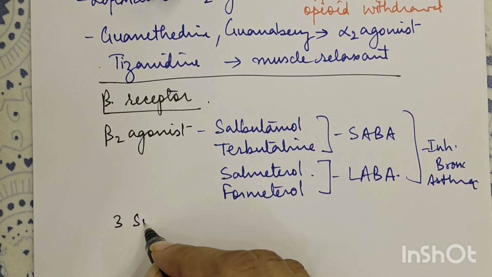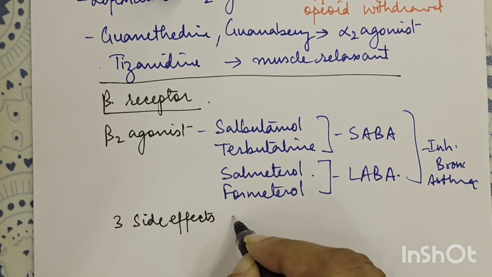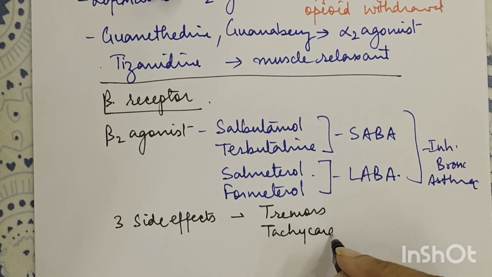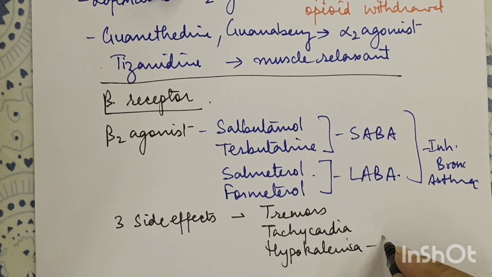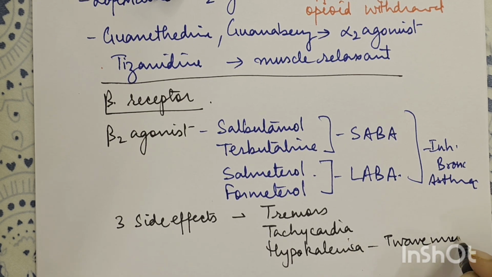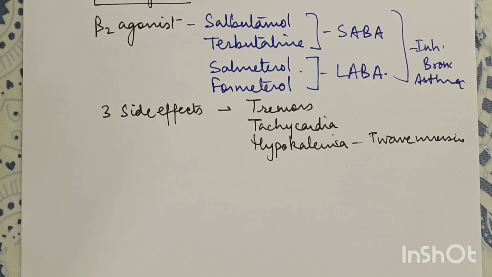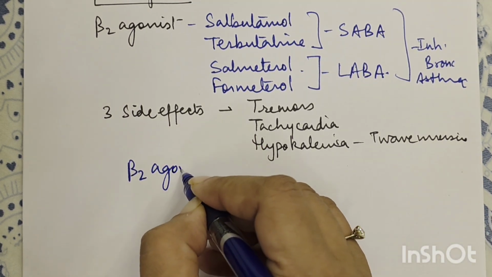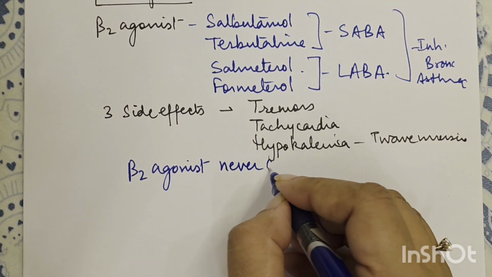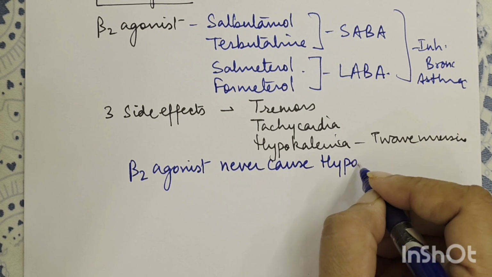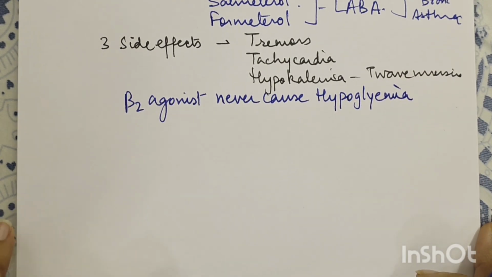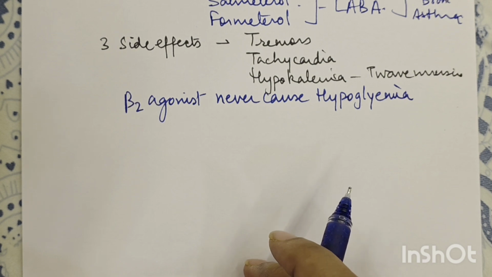They have 3 side effects. First is tremors, tachycardia and hypokalemia. Okay, and due to hypokalemia they cause T wave inversion. So remember this beta 2 agonist drugs and their side effects. Then beta 2 agonists will never cause hypoglycemia. Remember this, because they are causing hyperglycemia by gluconeogenesis and glycogenolysis, right? So this is about the beta 2 agonists.